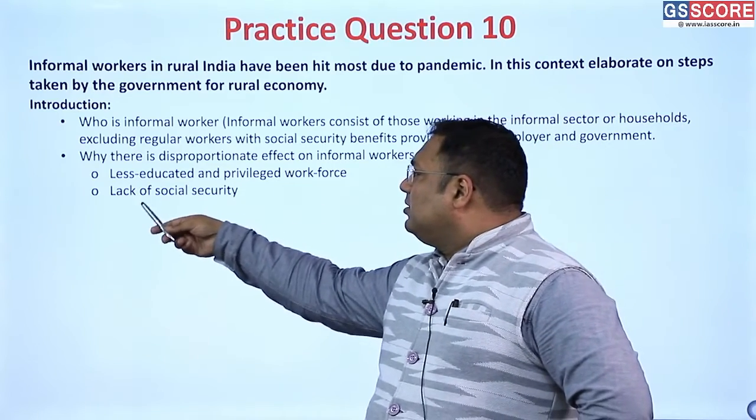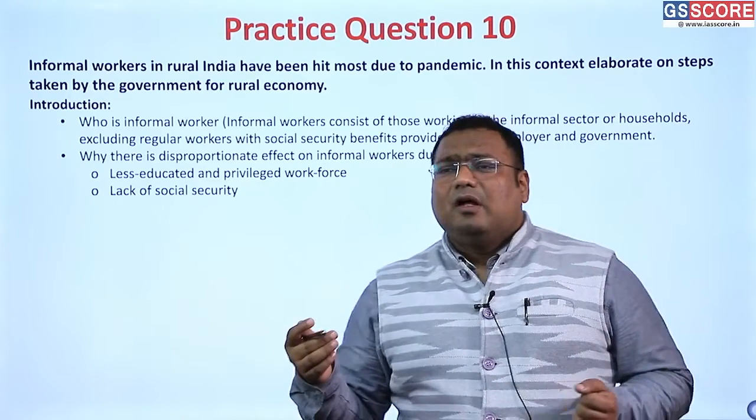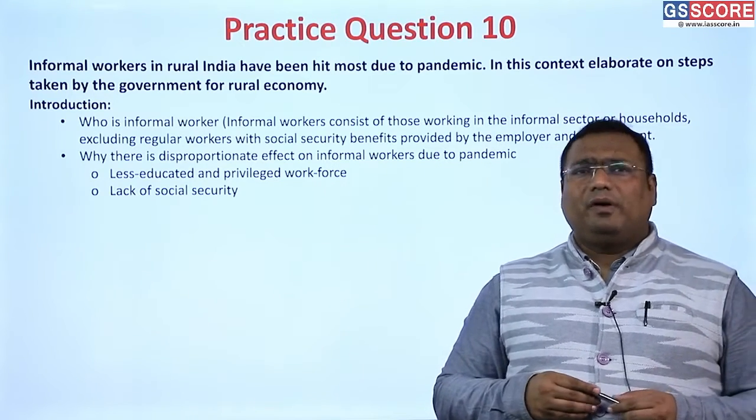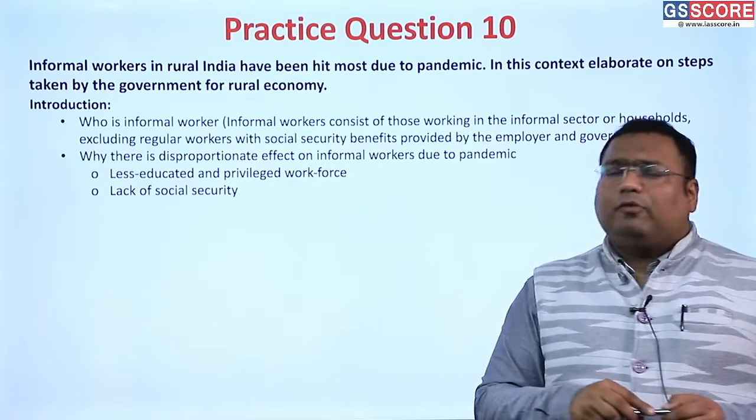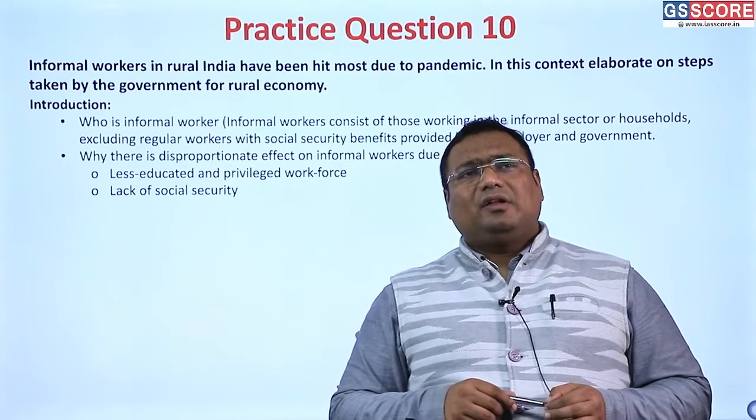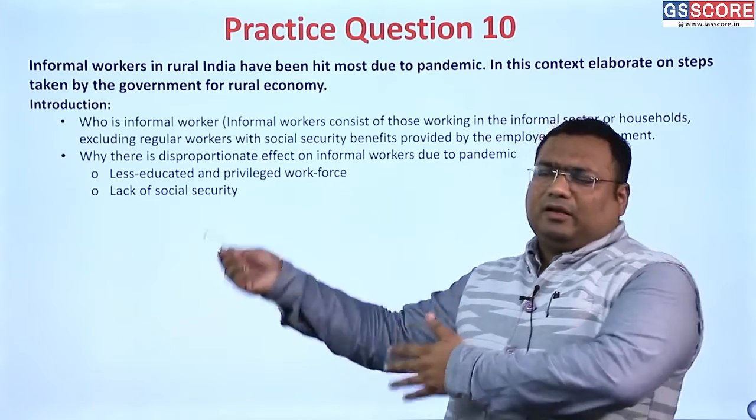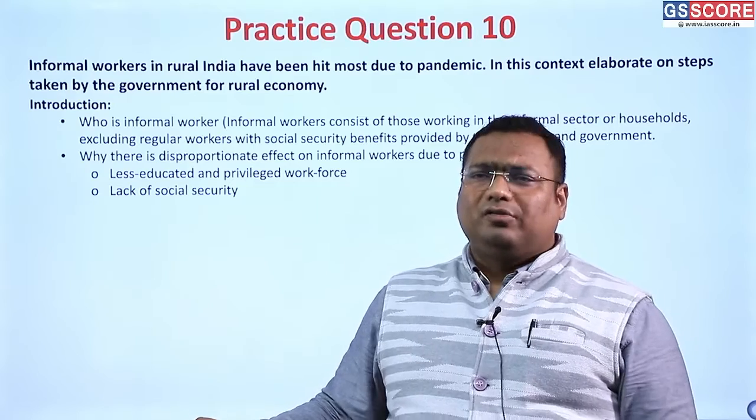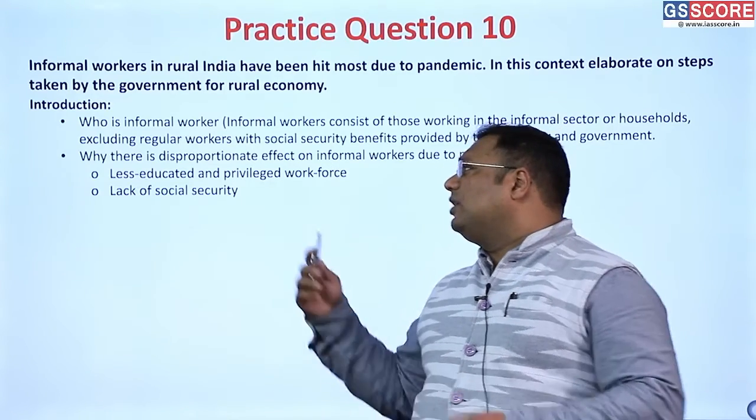Because they have lack of social security. This is one of the big reasons. Secondly, because most of the time government does not have an exact record of these people. Government is also unable to intervene properly. This workforce is also less educated, less privileged, and as a result they are unable to get support like the laborers or workers in other types of industry through their work unions, through other types of provision. That probability is also less for them.